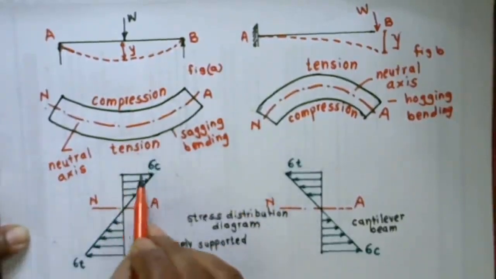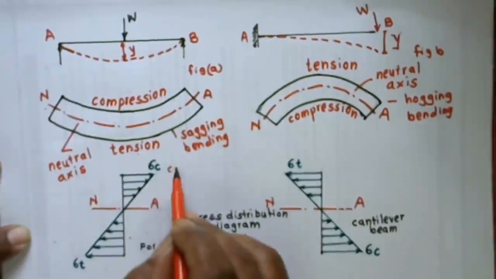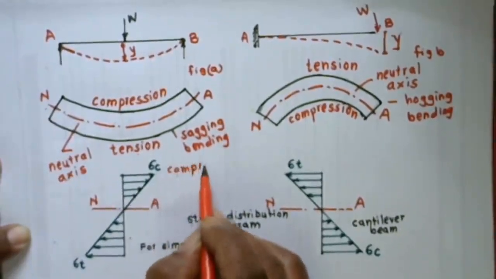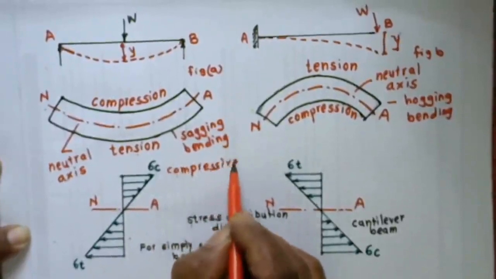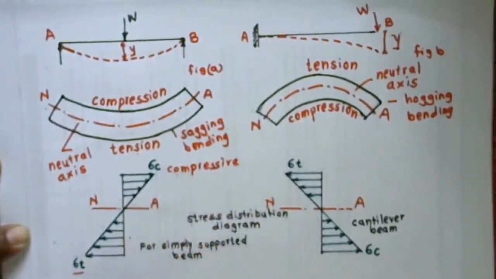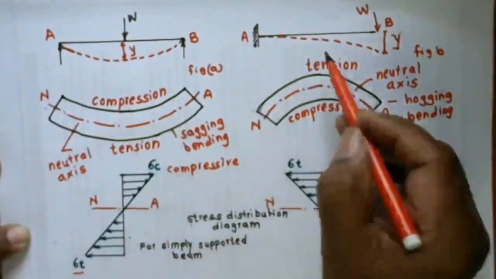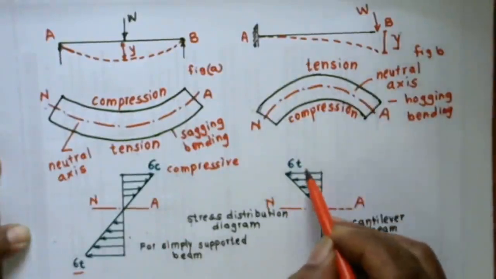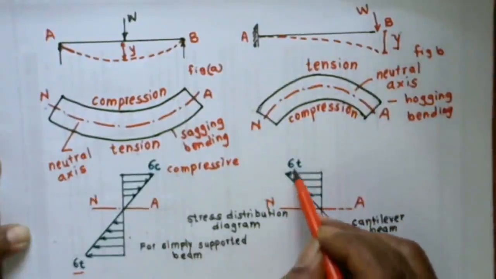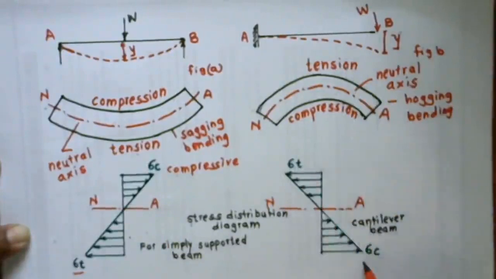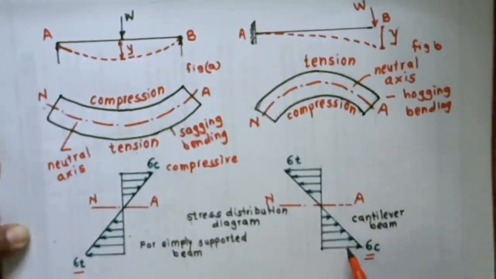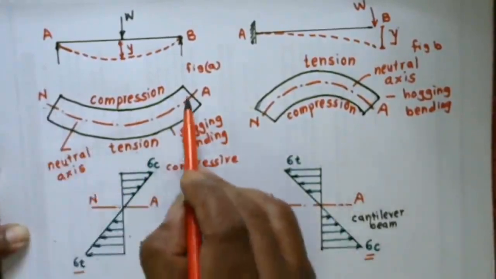In the figure we have seen that at one side compressive stresses are shown, whereas at the lower side tensile stresses are induced. In the cantilever beam, tensile stresses are induced at the upper zone of the neutral axis, whereas compressive stresses are induced at the lower zone of the neutral axis. So what is meant by neutral axis?